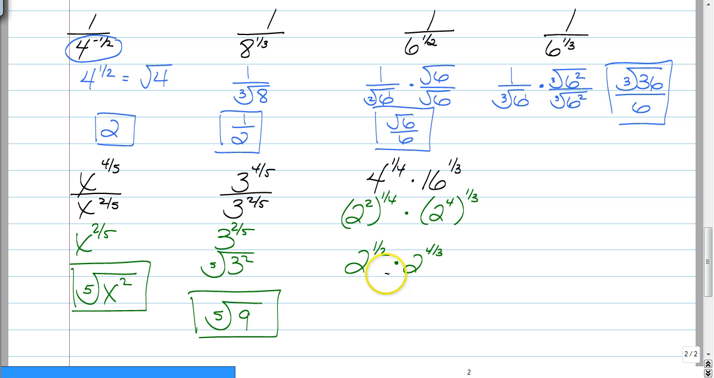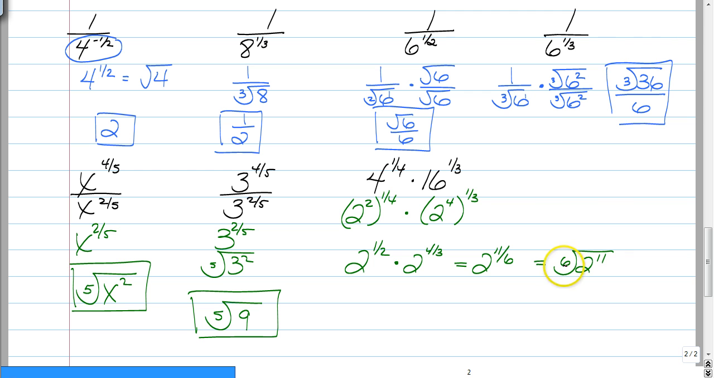When you multiply, you add exponents. So 1/2 plus 4/3 is 2 to the 11/6. So that means our final answer is the 6th root of 2 to the 11th.